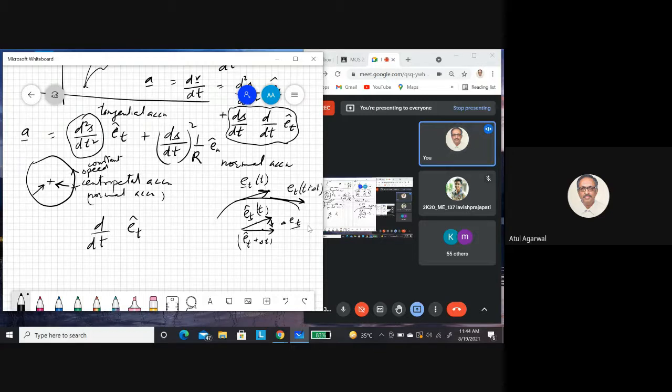Initial vector plus change in vector is your final vector. So this is your delta ET. So what will be the direction of delta ET? You see, as your delta t goes to 0, this angle will become small and smaller, and you will see that this direction, delta ET, will become perpendicular to this ET. This will be the direction of your delta ET. As these two lines approach each other, this will become perpendicular to ET.